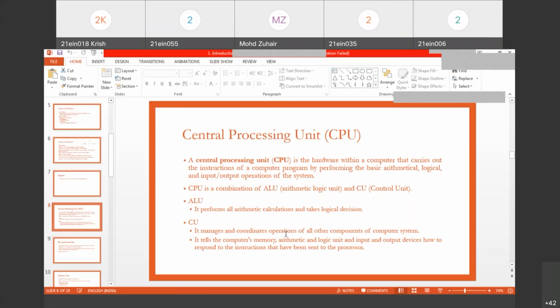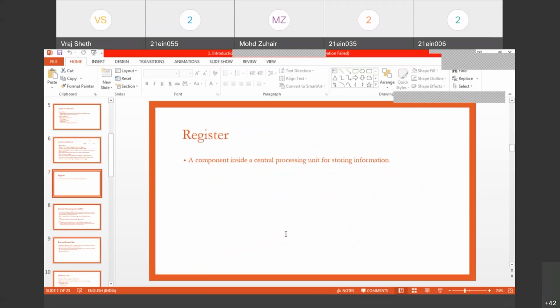Okay. Sir, can you explain the previous slide? 7th number slide. This one? Yes, sir. What is this? Registers.